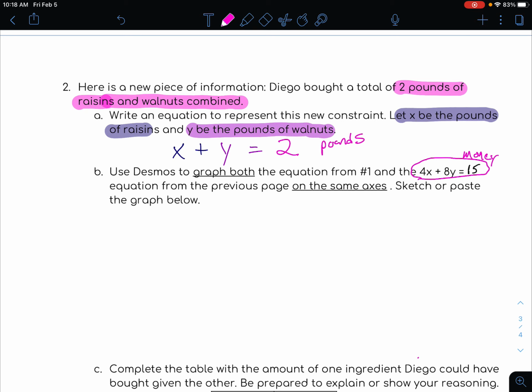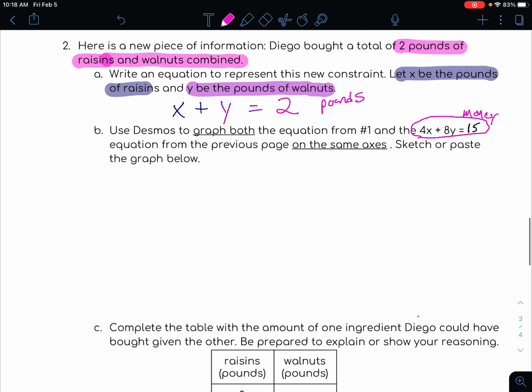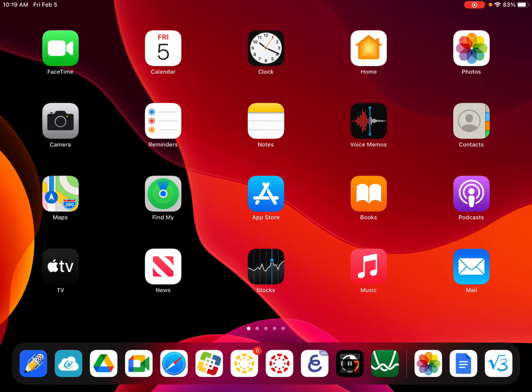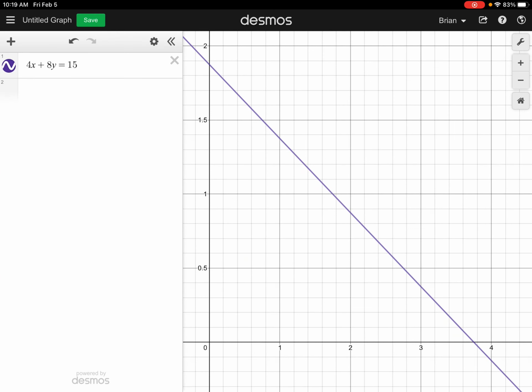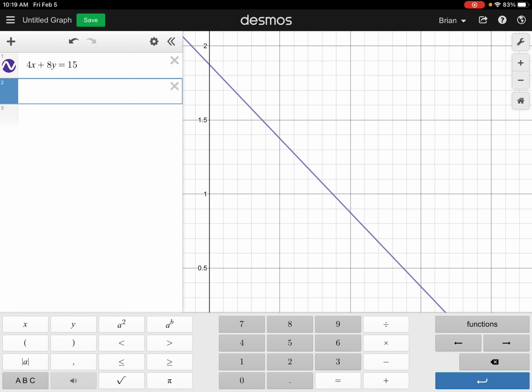Use Desmos to graph both the equation from number 1 and the 4x plus 8y equals 15 equation from the previous page on the same axes. Sketch or paste the graph below. All right, so if you still have the one on the previous page, then that should probably work out pretty nicely. Let's go back over to Desmos, and then let's put that in there. So if we click on the little box below the previous equation, we can add another equation, and that one was x plus y equals 2.